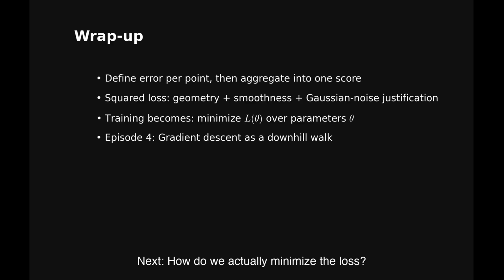We've invented the missing piece, a loss function, a rigorous way to say what it means to be wrong. For linear regression, mean squared error is both geometrically clear and mathematically convenient, and it even drops out of a simple noise story. Next episode, we'll invent the engine that walks downhill on that loss landscape, gradient descent.